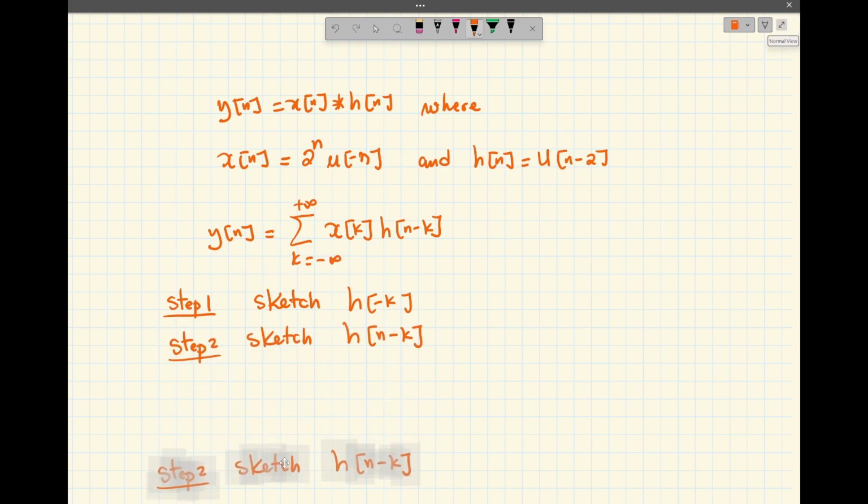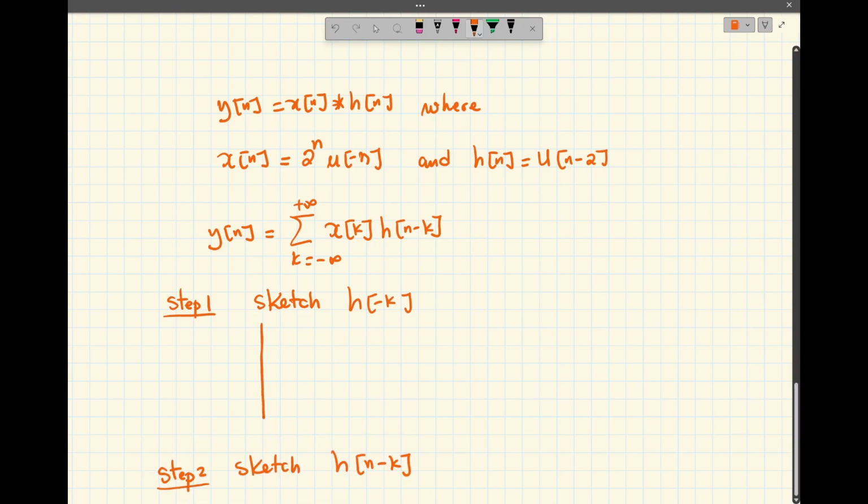First I sketch h of k. h of k is u of k minus 2, so that starts at 2. So this is 1, 2, and it is 0 everywhere else. That's h of k.